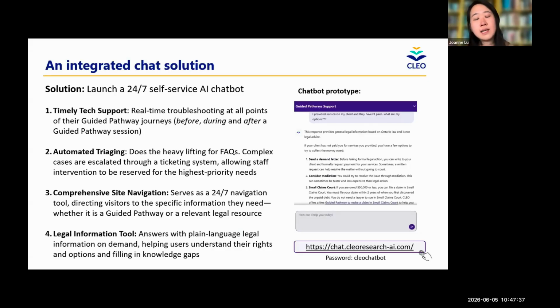In terms of the site navigation, Steps to Justice has a wealth of information, so we envision using the chatbot as a tool also to direct visitors to the right information at the right time, whether that's a guided pathway or a relevant legal resource. We also envision using the chatbot as a legal information tool. Our Steps content is very vast and there's a lot of articles, but the chatbot could be one way in terms of consolidating all of the plain language legal information and helping users understand their rights and options when they do have a question.